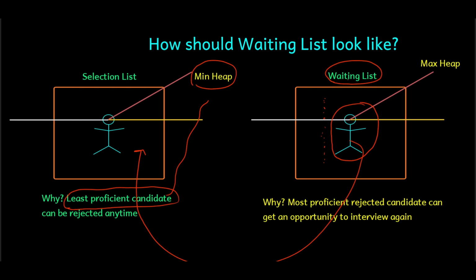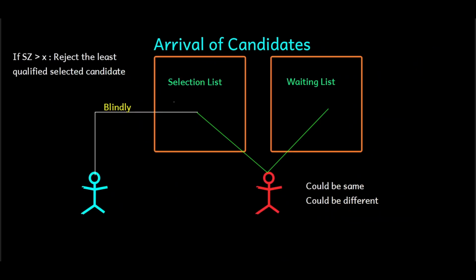Therefore, if we maintain a waiting list which is a max heap of the rejected candidates, then we can figure out how to fill this void here after this candidate leaves, right? Because the most proficient rejected candidates will have an opportunity to interview with the company again. Now let's dive into more detail of how to handle the arrival as well as the departure of the candidate. So suppose a new candidate arrives in the pool and you already have your min heap for the selection list and your max heap for the waiting list.